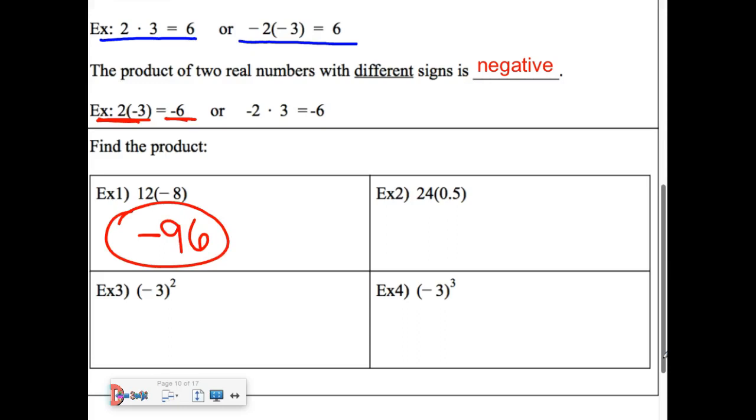Okay. On this next one, I have a positive times a positive. So again, I know I'm going to have a positive. Let's use our calculator. I'm going to take 24 times 0.5, and I'm going to get 12. As you can see today, it's going to be kind of quick.